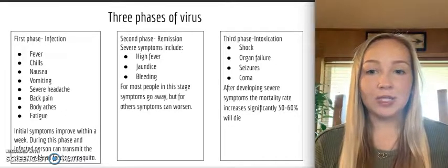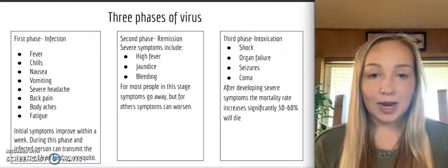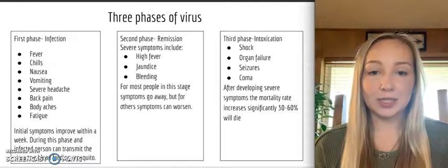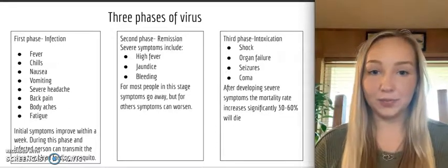After a person develops severe symptoms, the mortality rate increases significantly. From 30 to 60% of people will die from yellow fever.